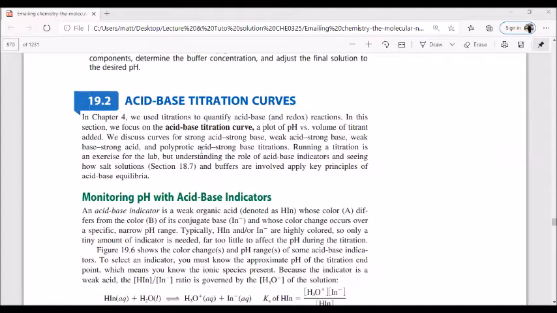but for our syllabus it is not covered. Running a titration is an exercise for the lab, but understanding the role of the acid-base indicator, and seeing how salt solution and buffer are involved, applies key principles of acid-base equilibrium. Of course, when we run a titration, it is a neutralization reaction between acid and base, and we look at how the pH changes as the titrant is added. But an important role that you have to take note of is that the indicator is involved here.